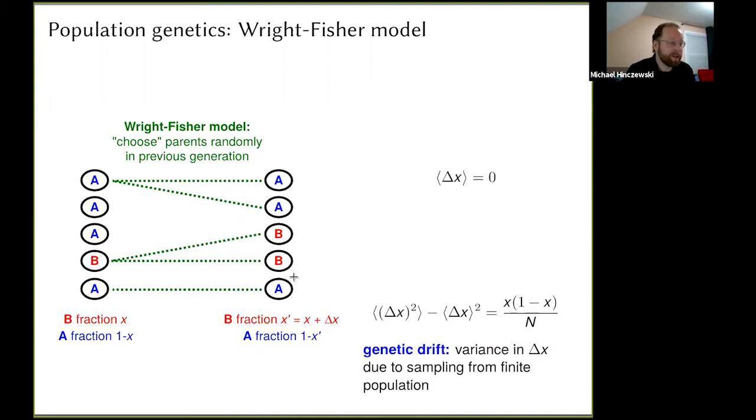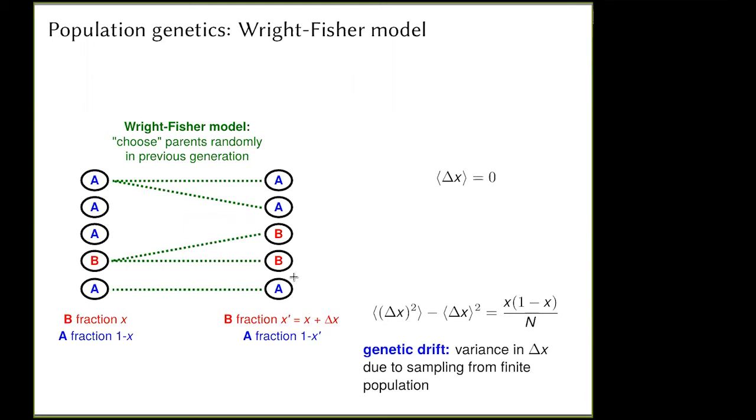And this captures something in evolution which is known as genetic drift. It's essentially because your next generation is always in some ways a sampling of your previous one. Because your previous generation has a finite size, you're not guaranteed to make a perfect copy of it, right?